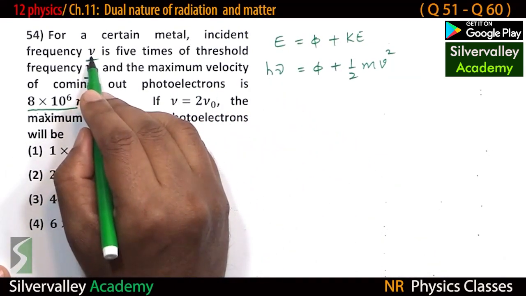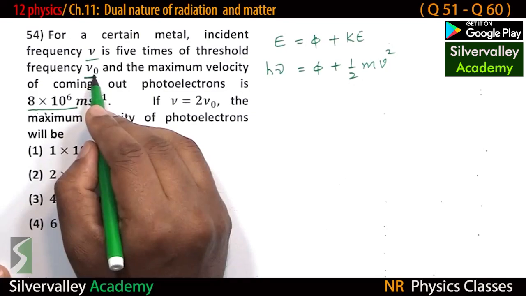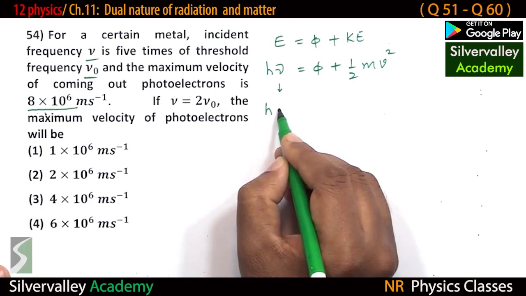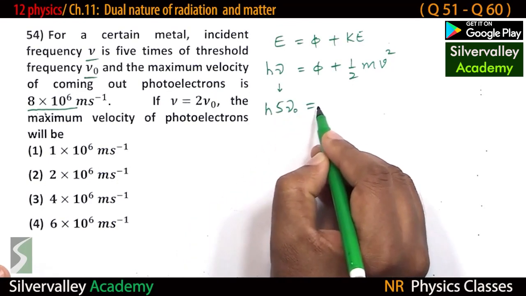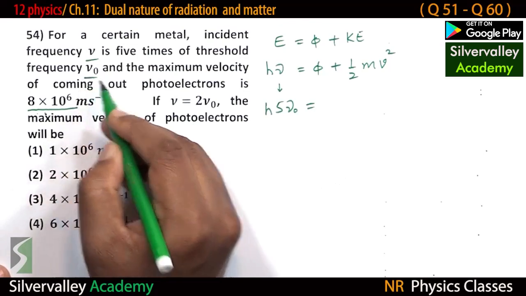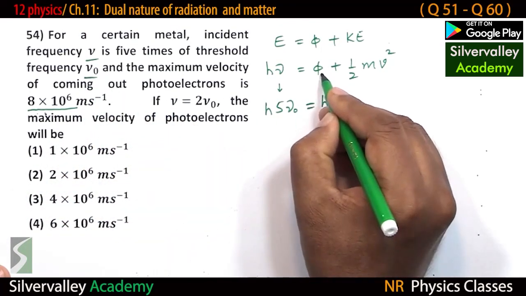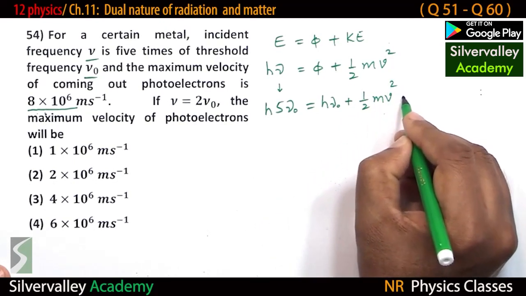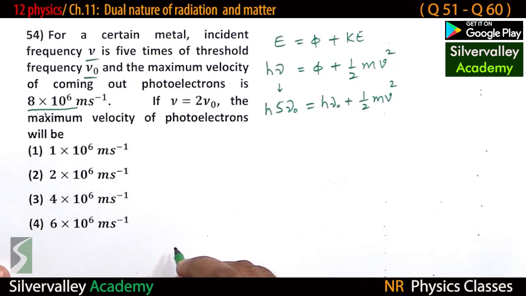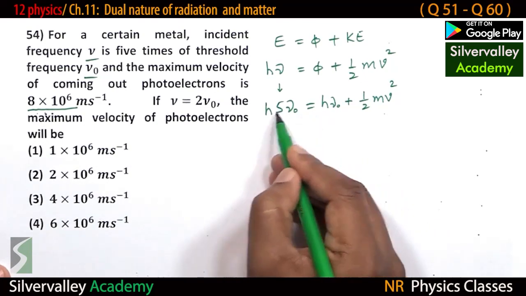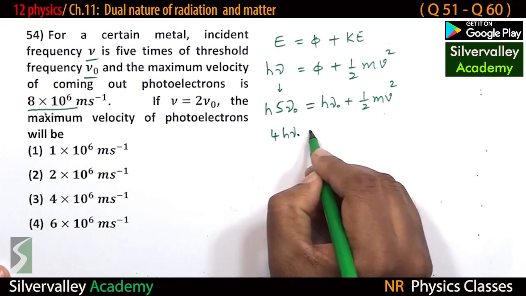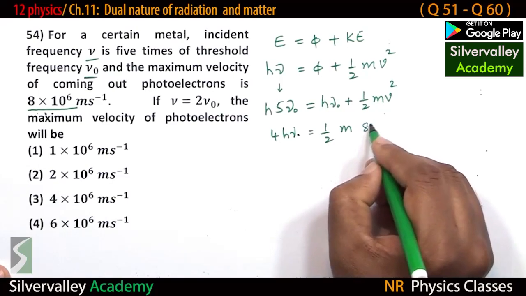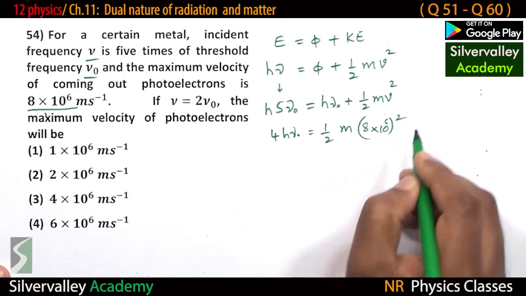With frequency nu, which is 5 times the threshold frequency, h times 5 nu naught equals, since it is given in terms of threshold frequency, let us write work function in terms of threshold frequency, h nu naught, plus half m v square. So this becomes 5 minus 1, 4 h nu naught equal to half m, velocity is 8 times 10 power 6, 8 times 10 power 6 square.